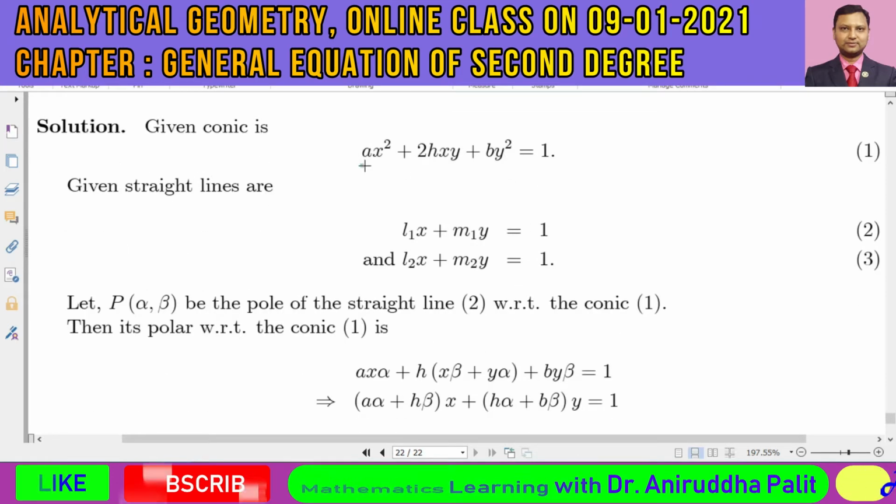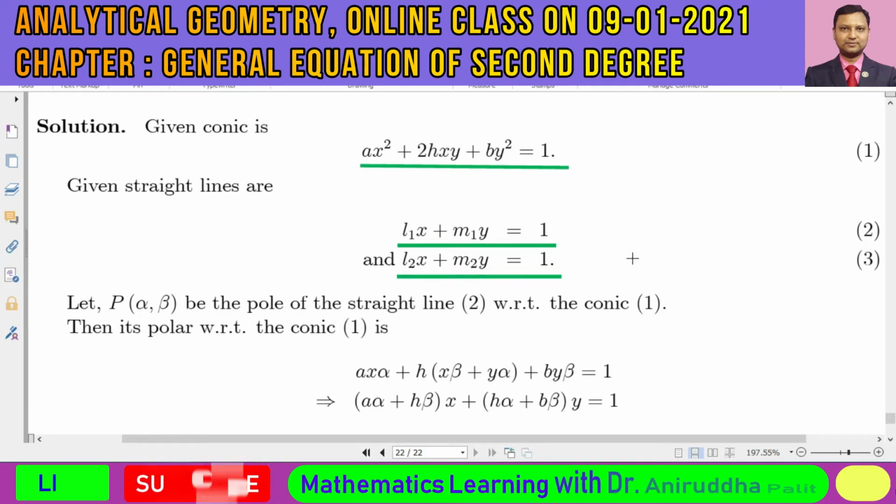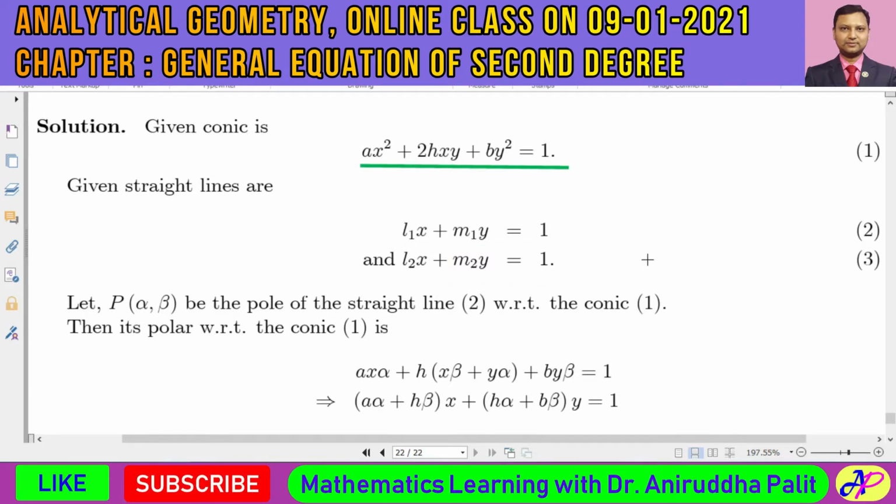This is the given conic ax square plus twice hxy plus by square is equal to 1. And the given straight lines are these two, L1x plus M1y is equal to 1 and L2x plus M2y is equal to 1. Now what will we have to prove? We'll have to prove that the pole of the first straight line lies on the second, and in that case the pole of the second straight line will obviously lie on the first straight line. These are all known results.